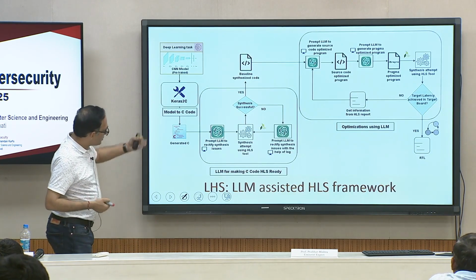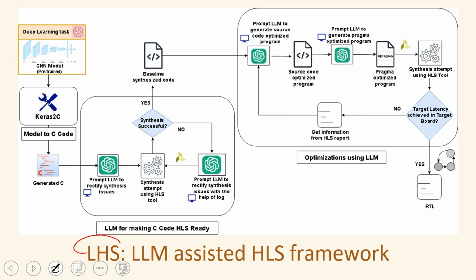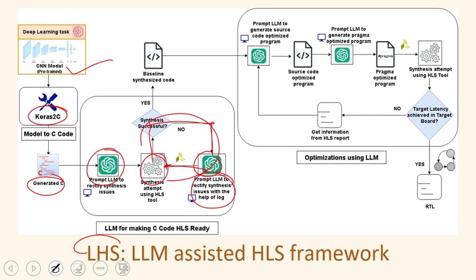So, effectively this is our flow, which we have named LHS, which is LLM assisted HLS, right. This is specifically for ML models. So, you have the CNN model, you have this Keras to C, which can convert the model into C code. So, this is the C code, and then I use the LLM to correct my synthesis errors. I give it to the LLM to correct, and then I do the HLS, and if there are some errors, I go back and correct it, right. If the synthesis is not successful, go back, identify what the problem is, give it to the LLM and go back. So, after some loops, I will get the synthesizable code, right.